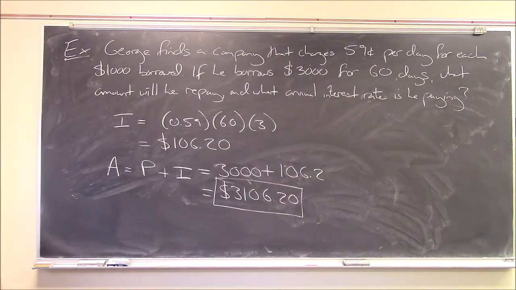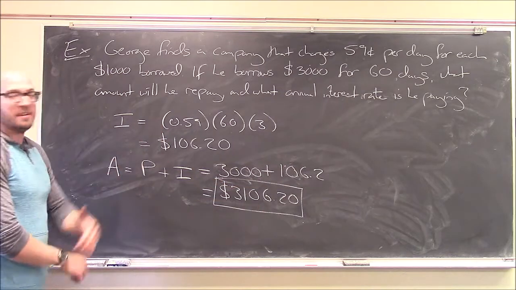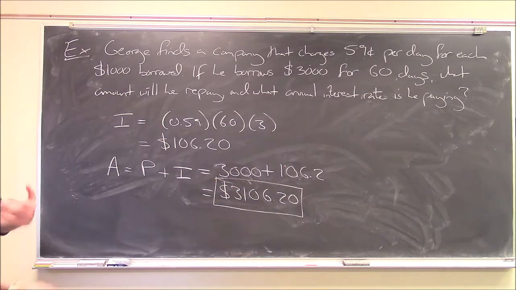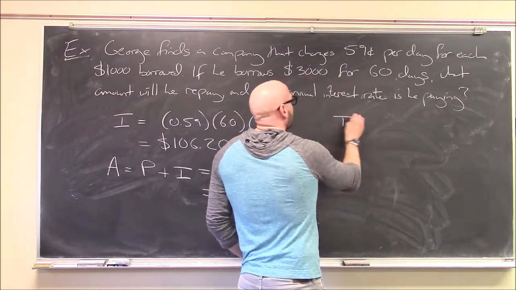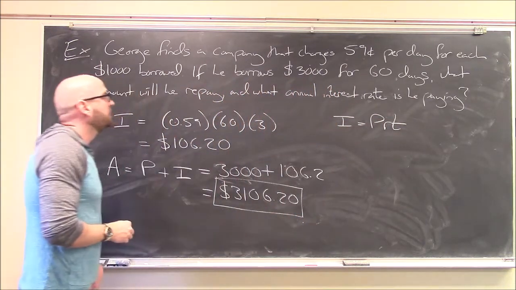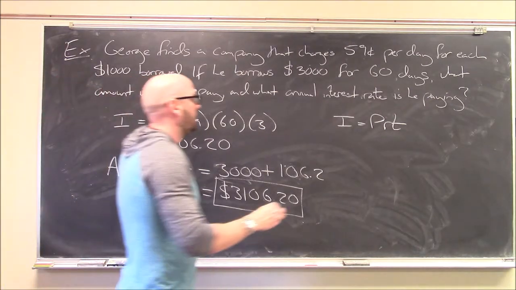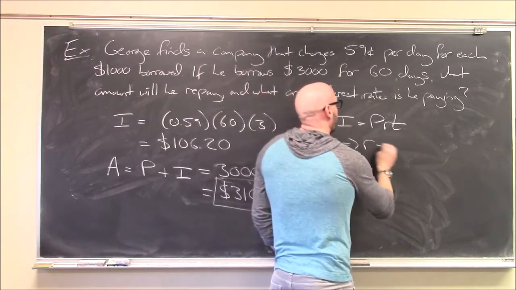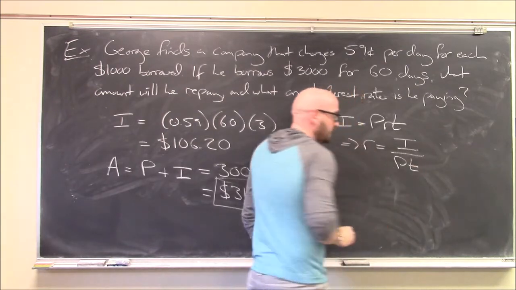The more interesting question is, what's the actual annual interest rate that he's paying? So this fee that they charge is given in a strange way. Let's compute the effective annual interest rate here and figure out what this actually is. So we know our simple interest formula is I is PRT. I know everything except R. The question here is to solve for R, right? So this means R is I over PT.